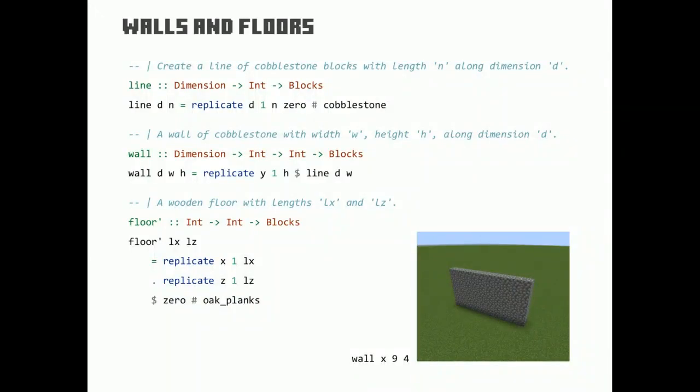How would we use these to define a line? Well, a line would be a replicated block of cobblestone. 0 hash cobblestone is a block of cobblestone, and we would replicate along the dimension, moving 1 each time n number of times. A wall is replicated lines, and a floor is a kind of convenience function. Wall and floor are convenience functions where the dimensions are already picked for you, essentially.